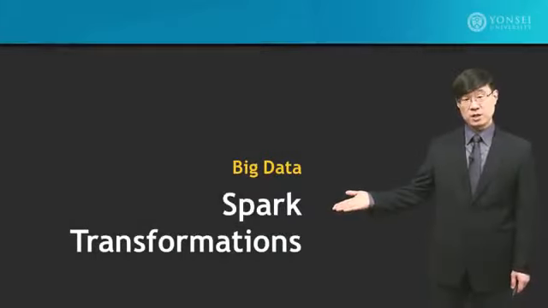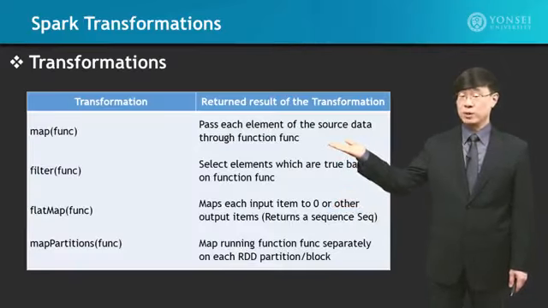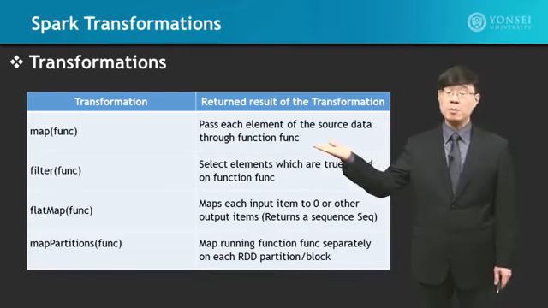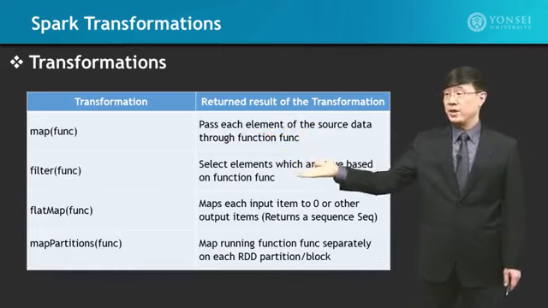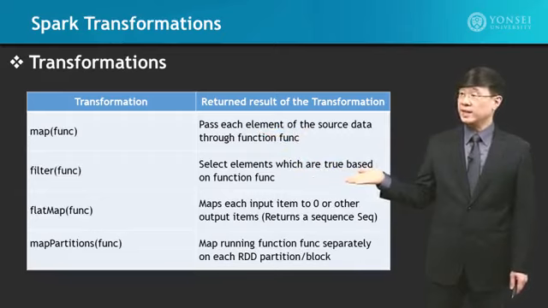Spark transformations. Looking at it from the top of the table, we start with map. The map transformation will pass each element of the source data through the function. The function is defined within the parentheses of the map transformation, as you can see over there. Then there's the filter, where this transformation will select elements which are true based on the function that is defined.